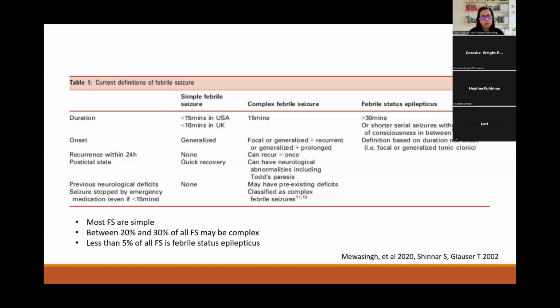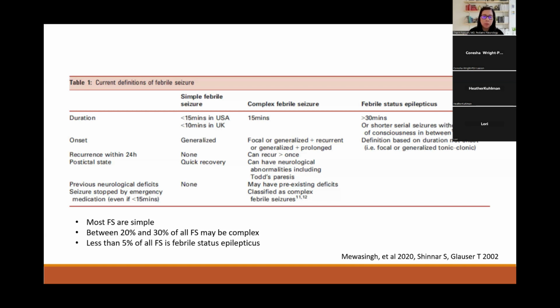The other component is any neurological deficits. Patients with simple febrile seizures are usually back to baseline very quickly without any deficits, whereas sometimes complex febrile seizures could have things like Todd's paralysis, or changes in their mental status. It takes a little bit longer to recover back to their baseline.